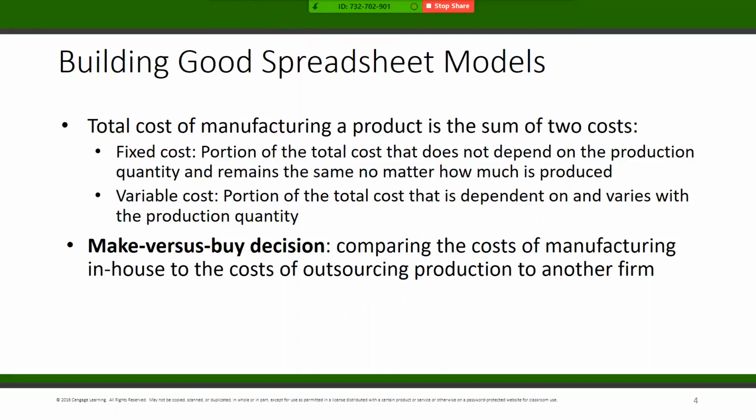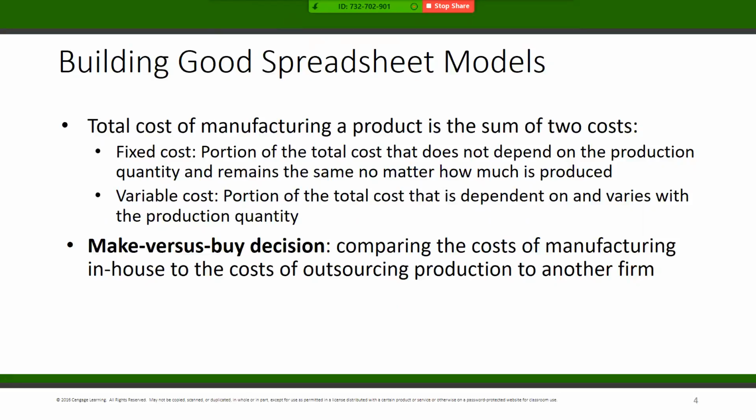So the total cost of manufacturing a product is the sum of two costs. First, we have a fixed cost. This is the portion of the total cost that does not depend on the production quantity and remains the same no matter how much is produced. Then we have a variable cost, and this is the portion of the total cost that is dependent on and varies with the production quantity.